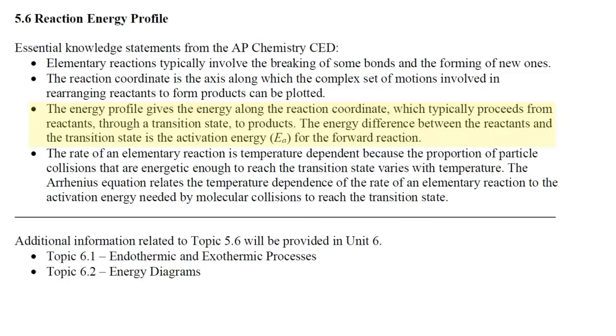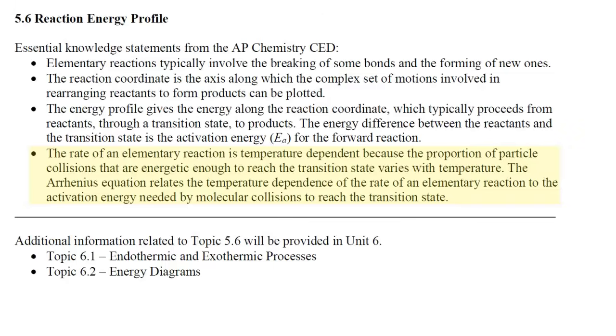transition state to products. The energy difference between the reactants and the transition state is the activation energy for the forward reaction. The rate of an elementary reaction is temperature dependent because the proportion of particle collisions that are energetic enough to reach the transition state varies with temperature. The Arrhenius equation relates the temperature dependence of the rate of an elementary reaction to the activation energy needed by molecular collisions to reach the transition state.